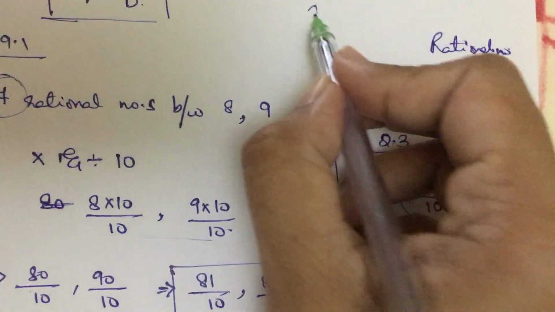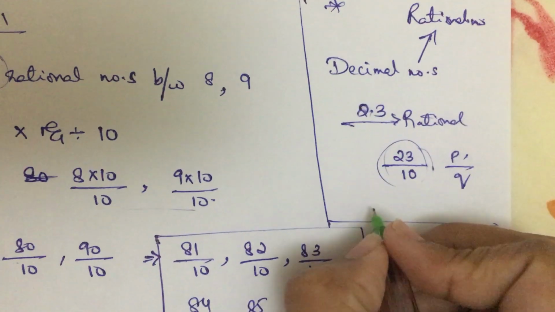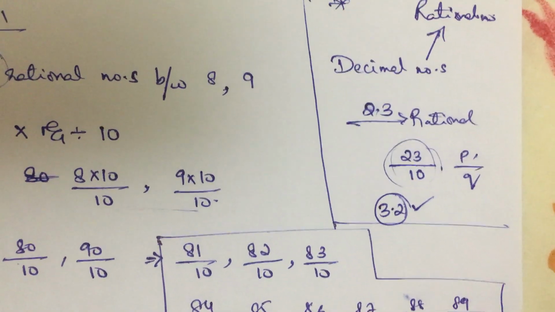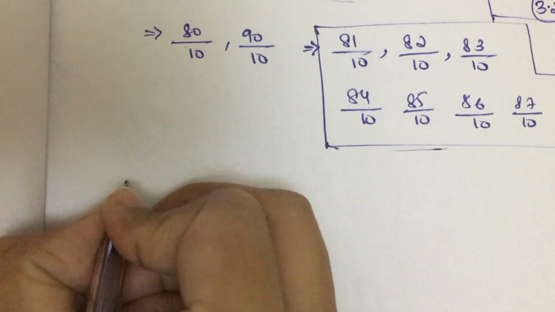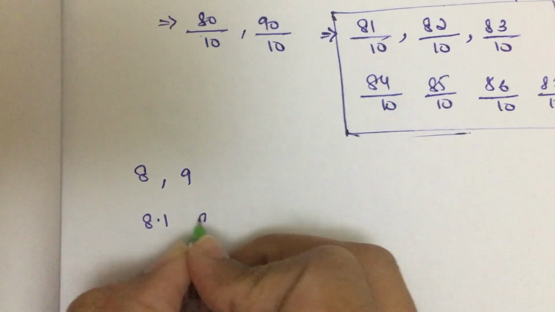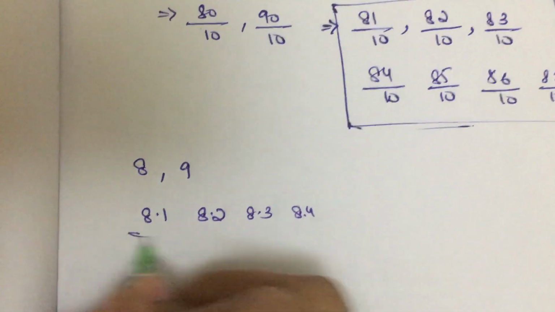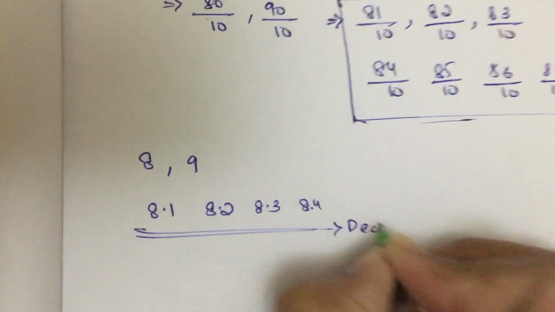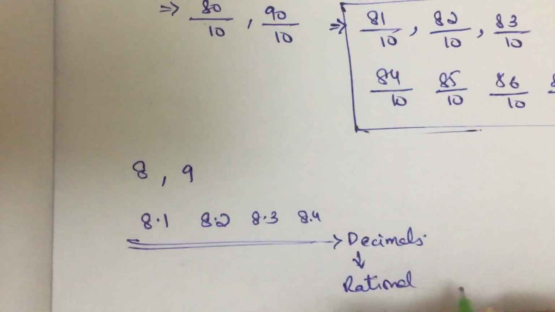This is one very important thing you need to remember, because in the examination, if they give you something like 3.2, is this a rational number? Yes, this is a rational number should be your answer, not that this is a decimal number. Likewise, if someone asks me to write rational numbers between 8 and 9, I can write 8.1, 8.2, 8.3, 8.4. We saw that decimals are also rational numbers, so decimals can also be written as rational numbers.